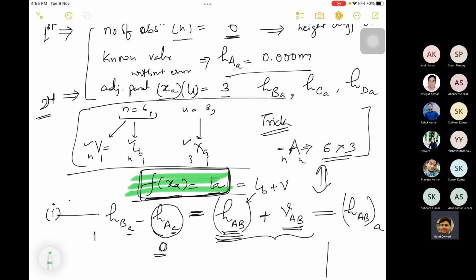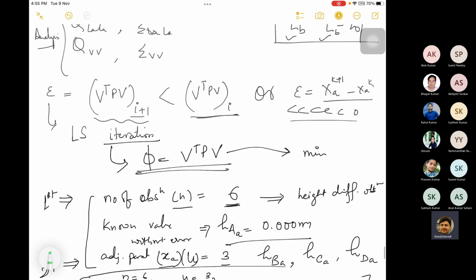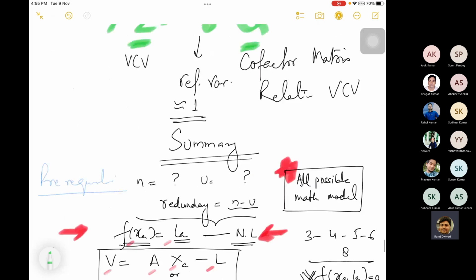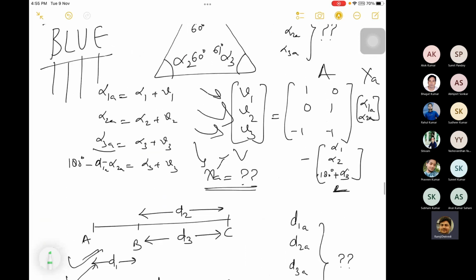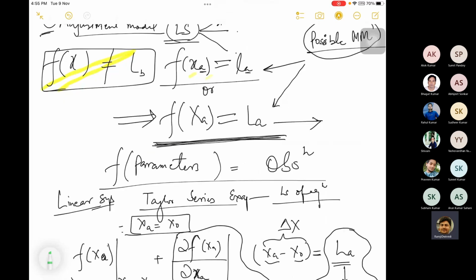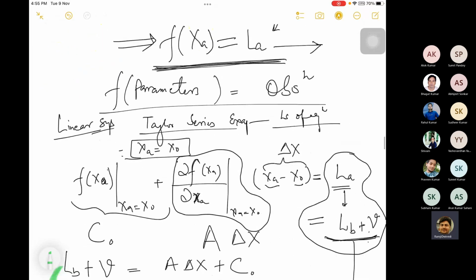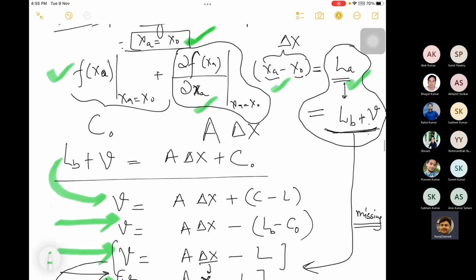So derivation is important. You need to derive these equations, which I have done. I'm just scrolling up for a moment. I explained this in your last class. I have opened up everything. I have written LA as LB plus V. I have written XA. I have taken the linear expansion. Then I have opened everything. So I have done this. You also need to do it once.